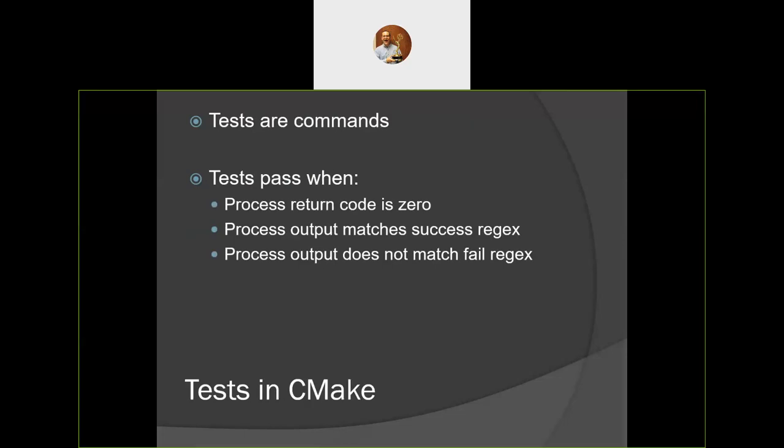So really, a test in CMake is just a command. That command can be running an executable that was built by CMake. It can be running some kind of script. It can be anything that is expressed as a command. This is in contrast to Google Test, where a test is essentially a class that has a test body that is executed as part of a test case. And so within a Google Test executable, there are many test cases, whereas in CMake, every test case is a single command. So it's typically a single executable.